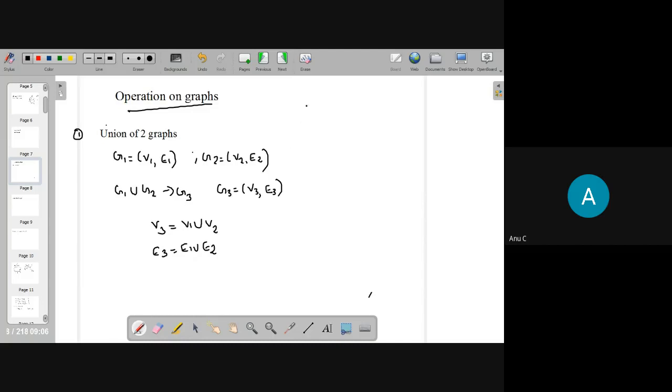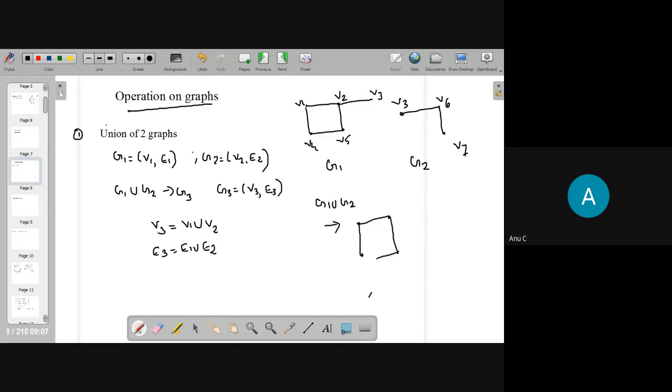Okay. This is G1. This one G2. We perform the union, G1 union G2. The resultant graph is G3.